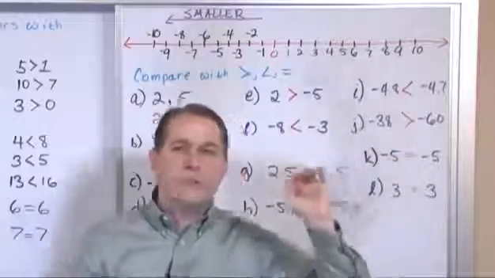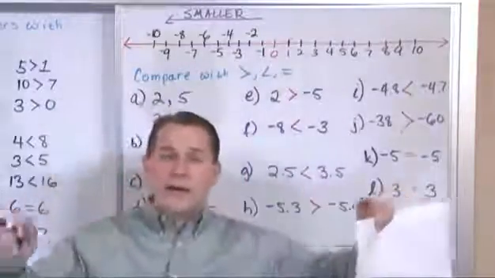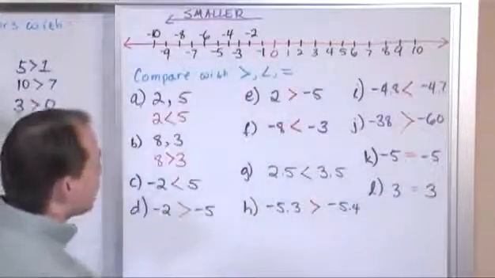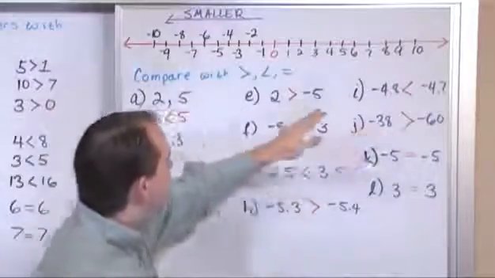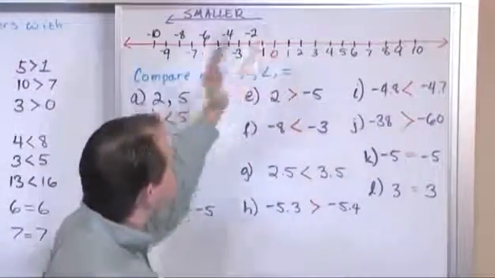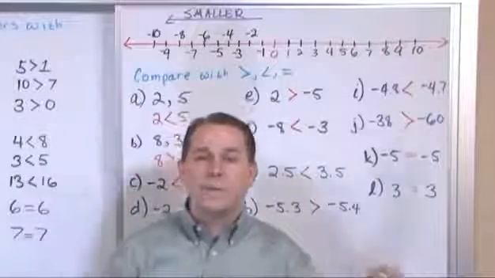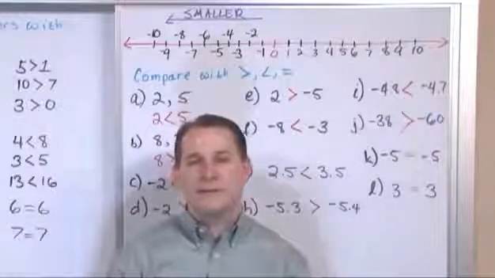You have to train your mind to think about that number line. And when you have a large negative number, it's way over here to the left. That's a smaller number. You have a bigger negative, or a negative number that's closer this way, that's the larger number. And that's something that you have to practice. So I hope that these examples have solidified this in your mind.